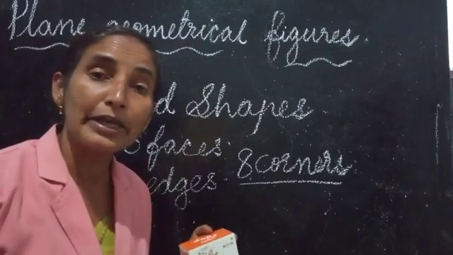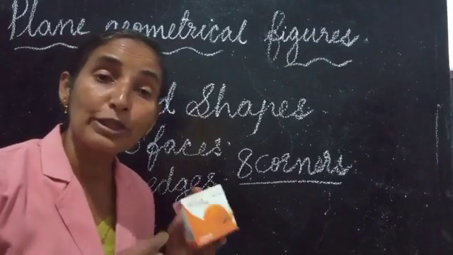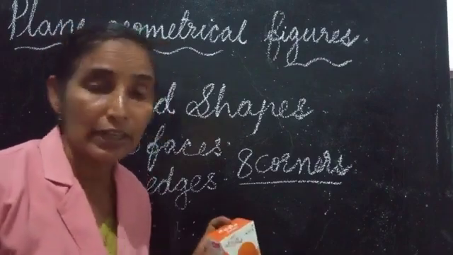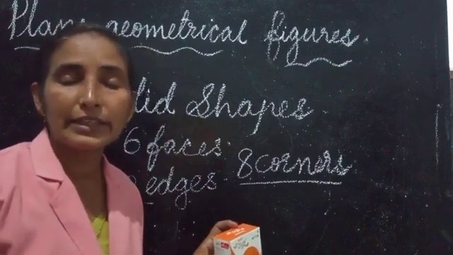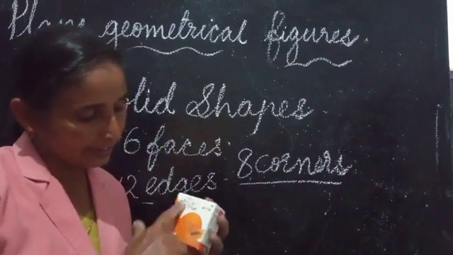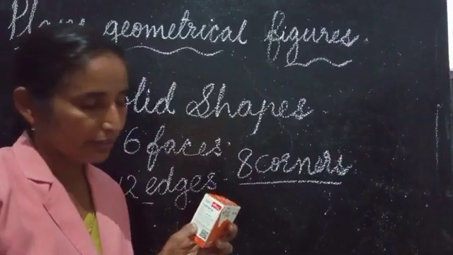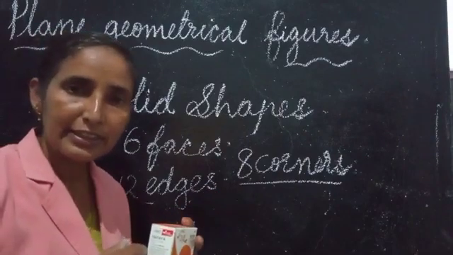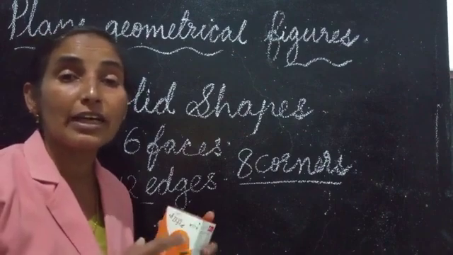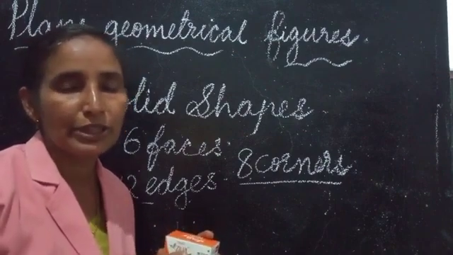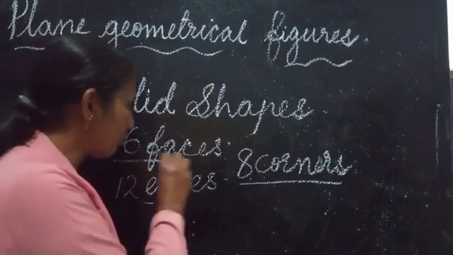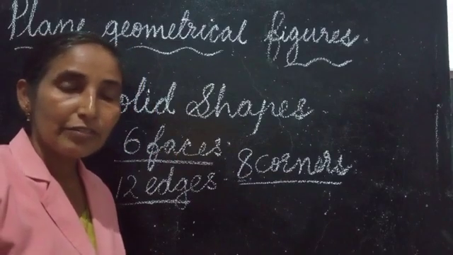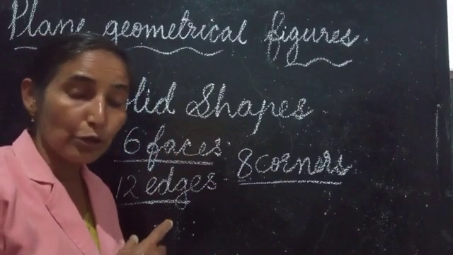What is the difference between a cube and a cuboid? In a cube, all the faces and all the edges are of equal length. In a cuboid, this is big, this is small. So in a cuboid, some faces are of different size, but in a cube, all the faces are the same size. That's the difference between a cube and a cuboid. And both have 6 faces, 12 edges and 8 corners. Understood? So we have learned about cube and cuboid.